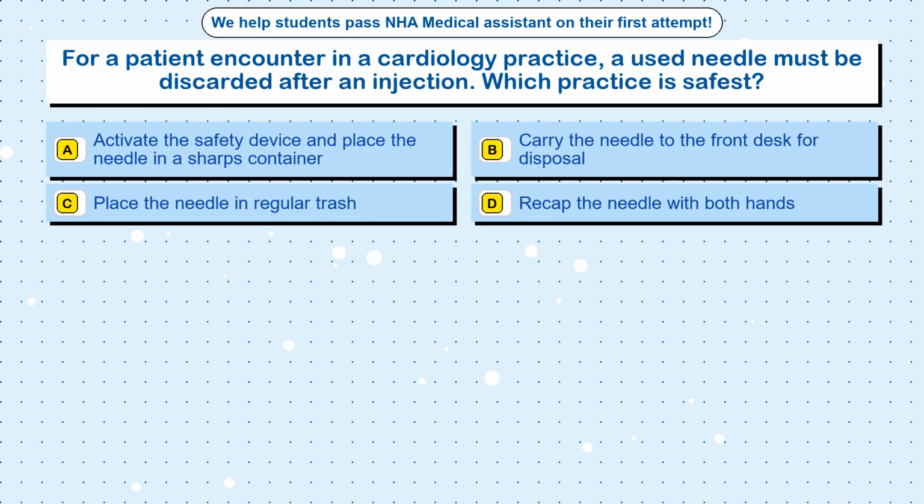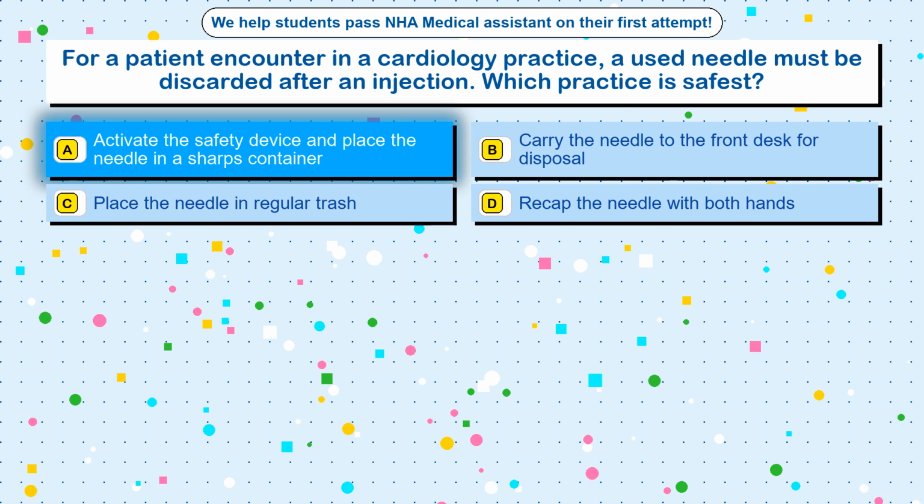Question 90. For a patient encounter in a cardiology practice, a used needle must be discarded after an injection. Which practice is safest? Option A, activate the safety device and place the needle in a sharps container. Option B, carry the needle to the front desk for disposal. Option C, place the needle in regular trash. Option D, recap the needle with both hands. The correct answer is option A, activate the safety device and place the needle in a sharps container.